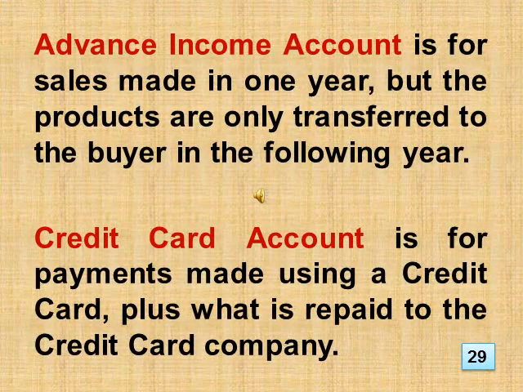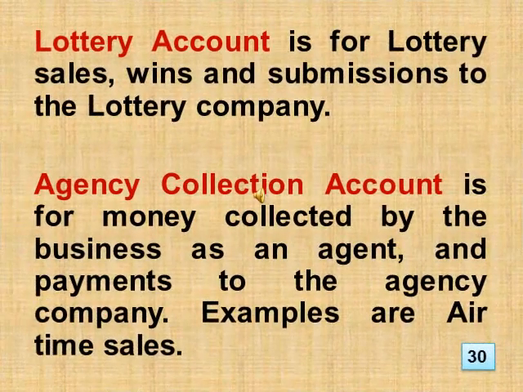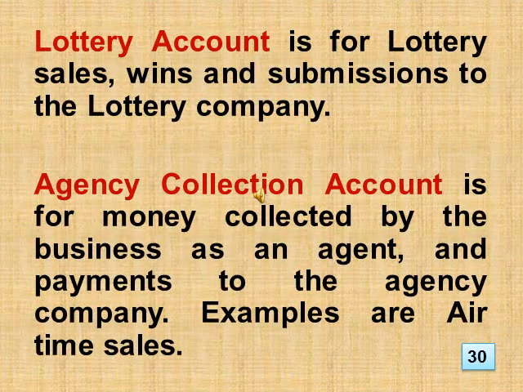Advance income account is for sales made in one year, but the products are only transferred to the buyer in the following year. Credit card account is for payments made using a credit card, plus what is repaid to the credit card company. Lottery account is for lottery sales, wins and submissions to the lottery company. Agency collection account is for money collected by the business as an agent, and payments to the agency company. Examples are airtime sales.